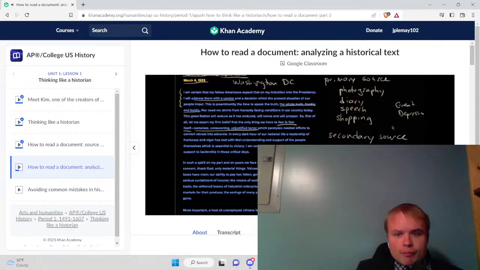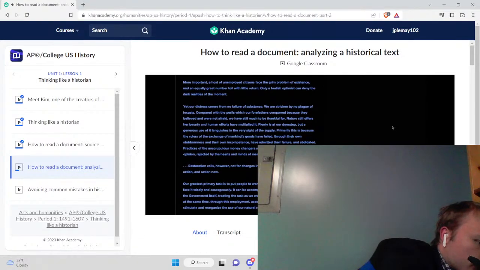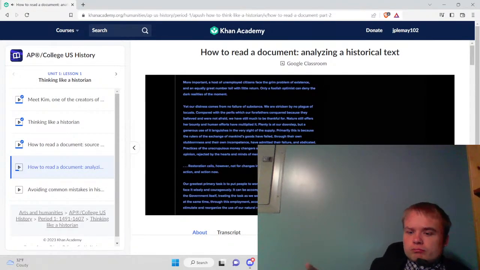So now we're going to dive deeper into our textual analysis and explore the source, figure out what is going on with Roosevelt's language and what he's trying to say and what his biases are. So let's get a little more into what else goes on in this speech, not just the very famous opening paragraph. So we start here with saying people are facing the grim problem of existence and a foolish optimist can deny the dark realities of the moment. And then what comes next? Well, let's hear all this in context.